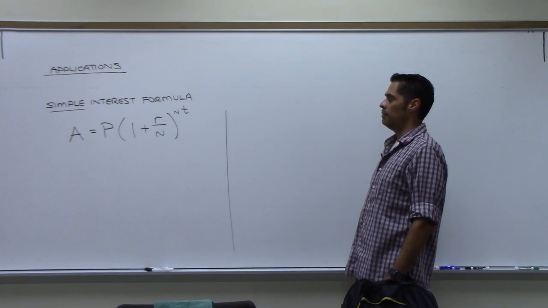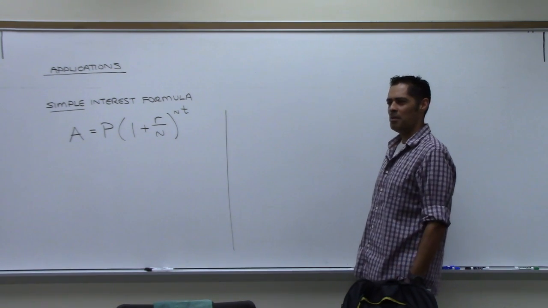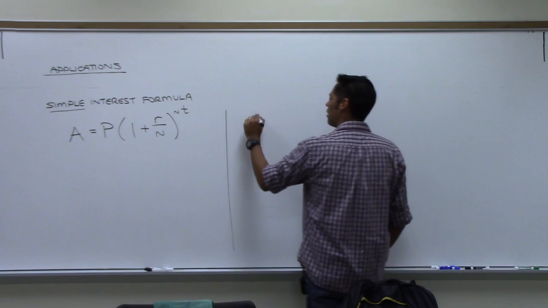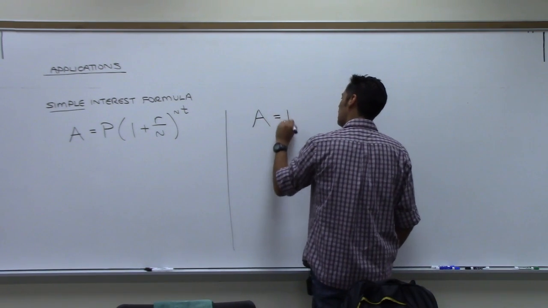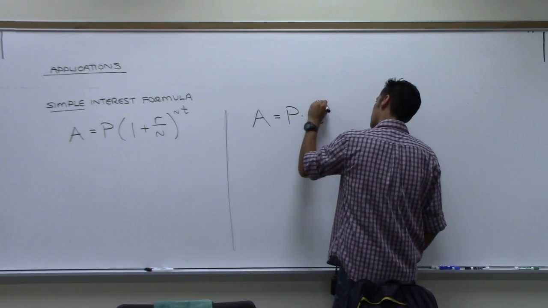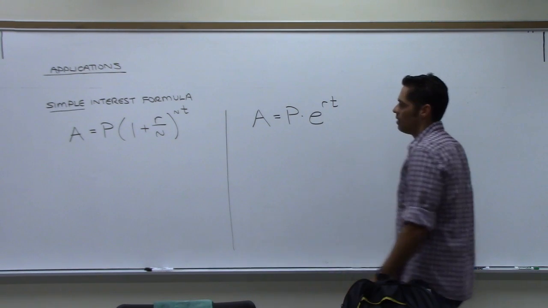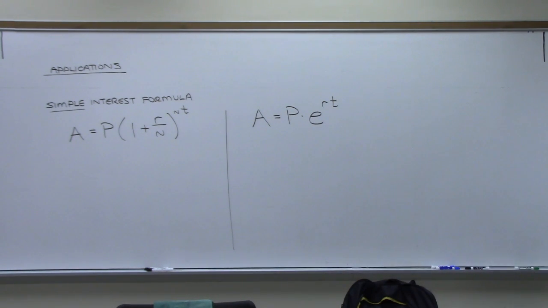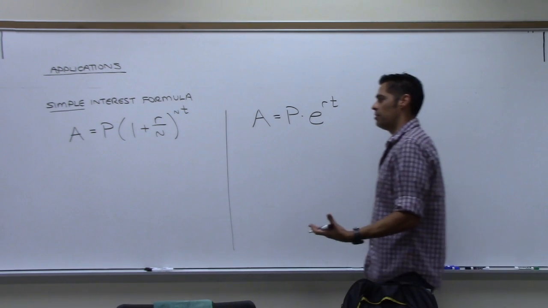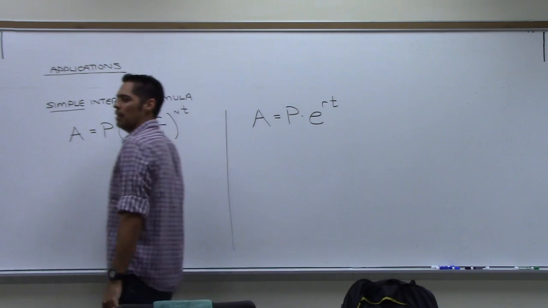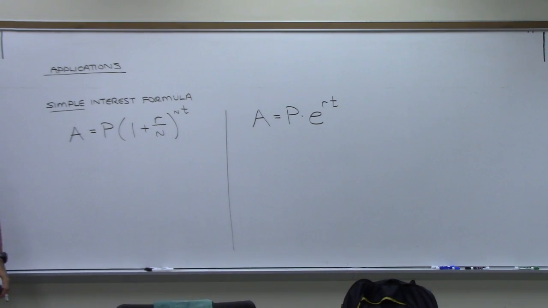I had a little brain fart there where I was like, wait, what was the formula again? Whoa. The other formula is A equals P times e to the rt. Now just take a quick glance at both of these formulas. Tell me, in terms of the letters, what's different? Not the way they're arranged, just what letter is different?